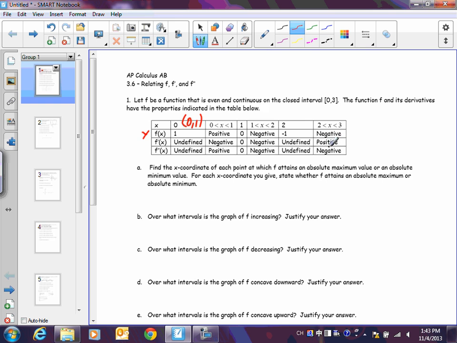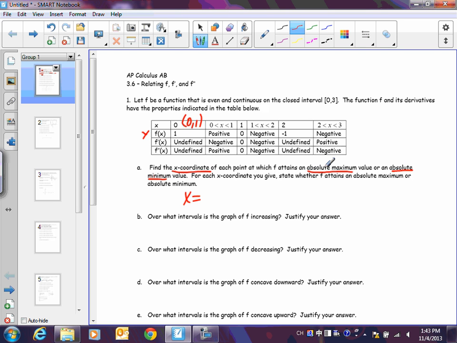Okay, so we don't know everything about this function, but we know a lot about 0 to 3. Okay, so then we get to this right here on A when it says find the x coordinate. Now, anytime you see that, all it means is you're solving for x. Don't get too caught up on x coordinate. It just means that you're not going to have to plug it back in to find the y value. So you end up doing less work.